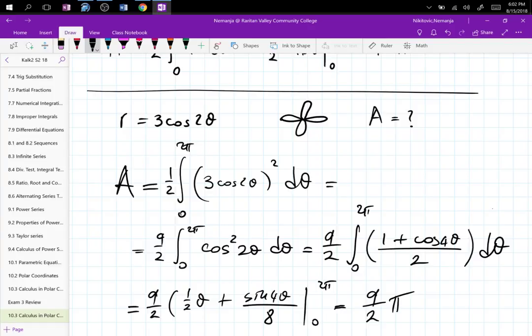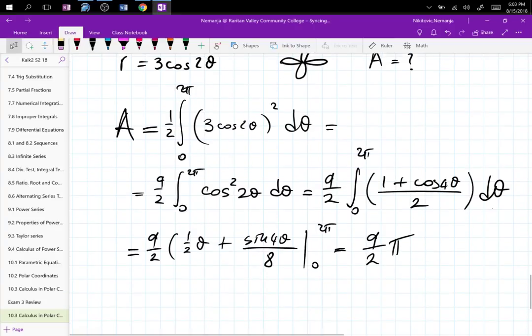Yes? One question. Would you be able to just take out the 1/2 so it's 1 plus cosine 4 theta? Yes, and you have 9/4 outside. Sure. It's going to give you the same. Anything else? Yes? How do we know what theta should be? What the upper bound should be? As I said, that's the next topic. Yeah, that's next. So now we're talking about that.